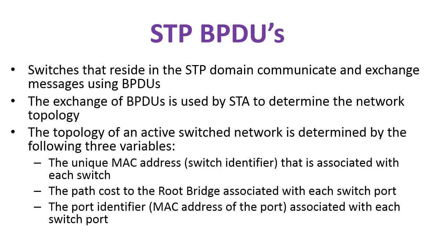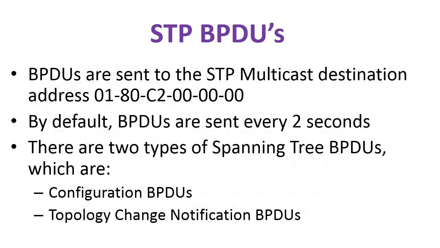The topology of an active switch network is determined by the following 3 variables: the unique MAC address, or the switch identifier associated with each switch, the path cost to the root bridge associated with each port on the switch, and the port identifier. All of these play a big role in the decision making of how traffic will flow on a network.